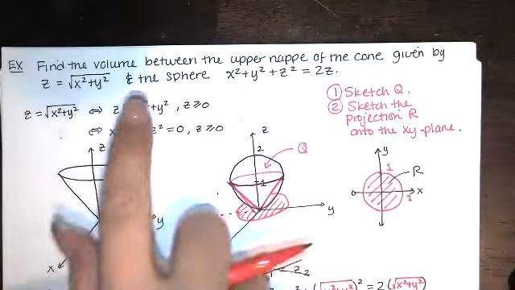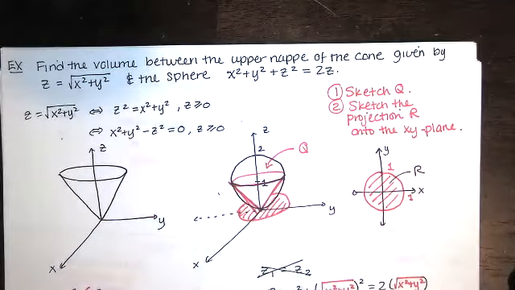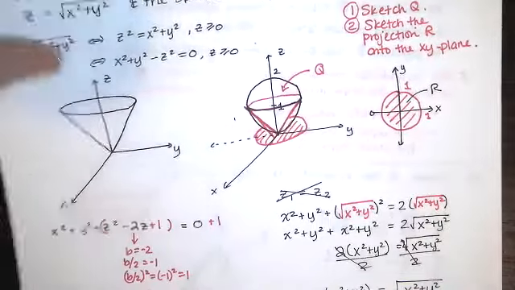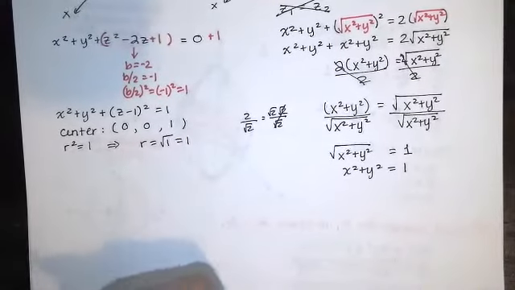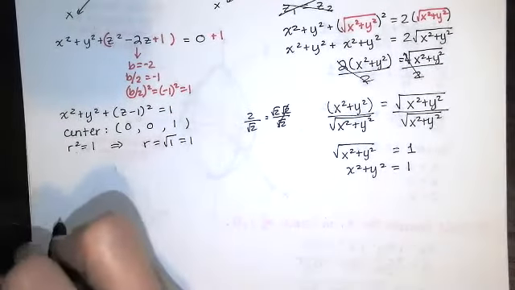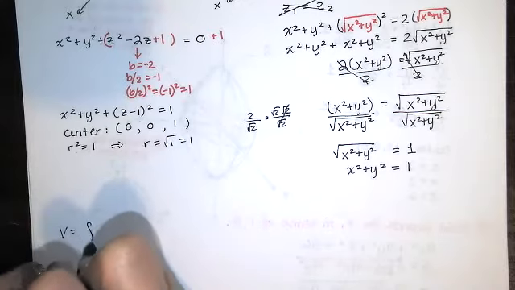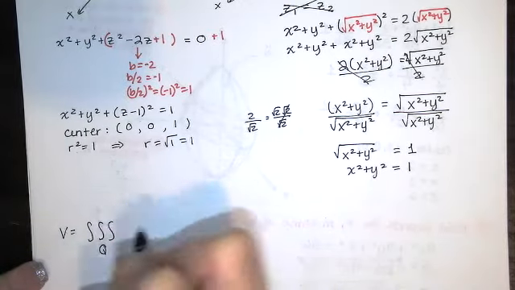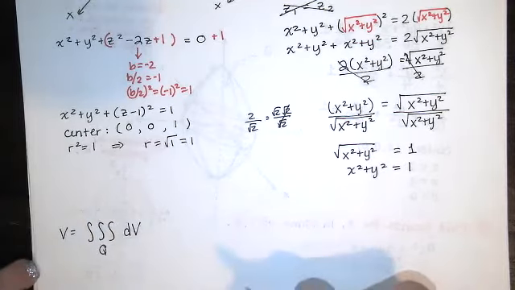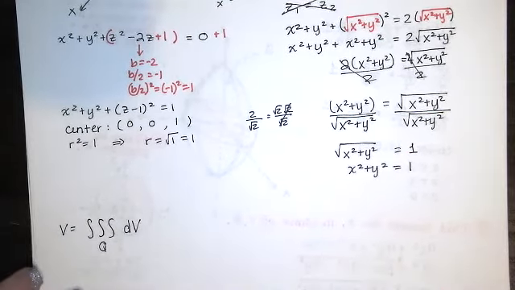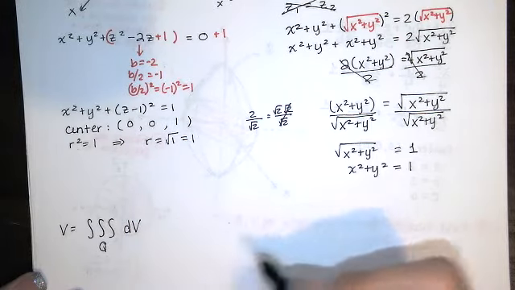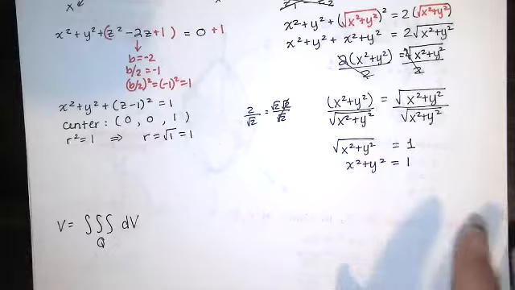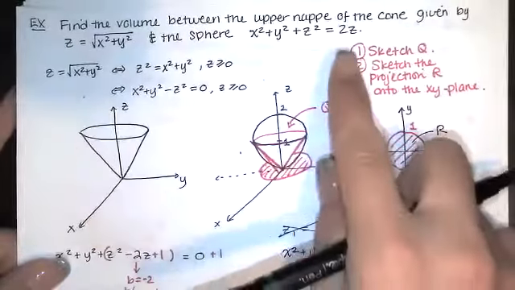Okay, and now we want to find the volume between this cone and the sphere. So my volume integral in general will just be the triple integral over Q of dV, and I want to go from the cone to the sphere. So generally, I would let z go from this surface to this surface.